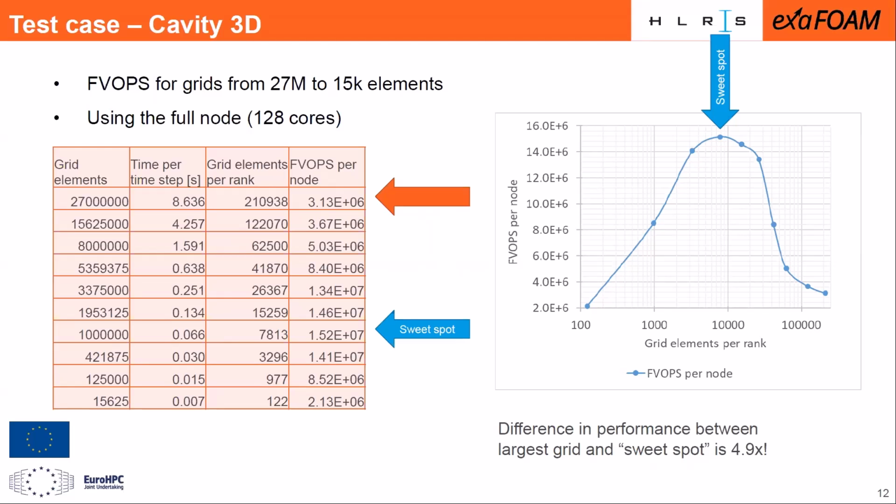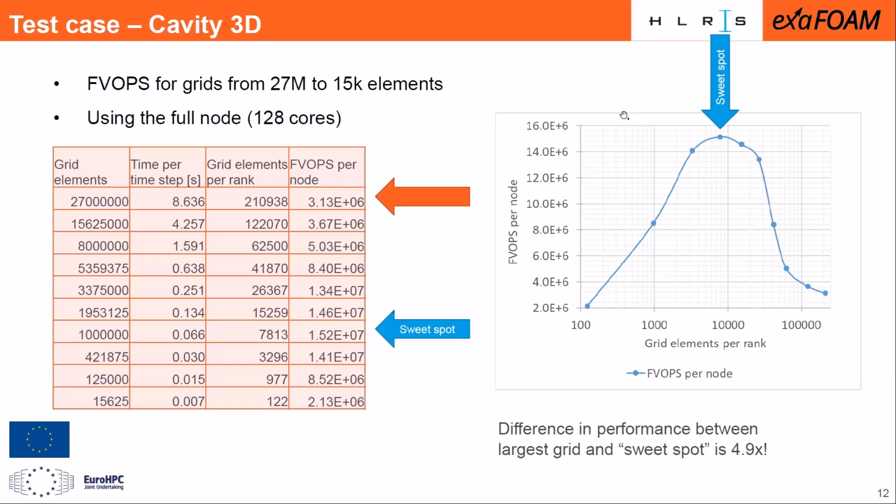Then I can fit a higher fraction of my grid in the L3 cache, until I get here to about 8,000 grid elements per core. I get the sweet spot, where I have the highest throughput in the system.